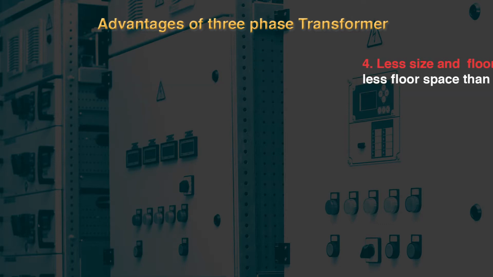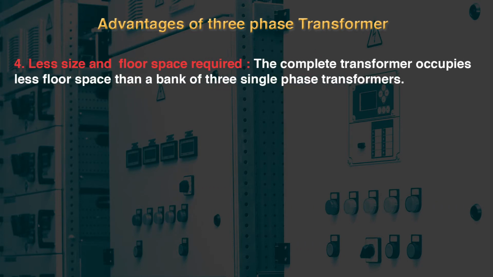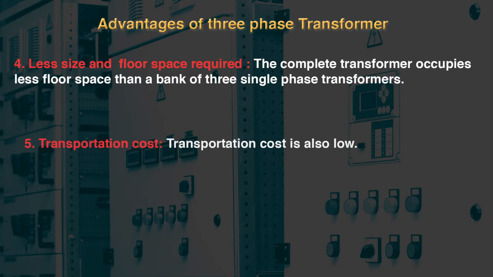Next advantage is less size and floor space required. Since the entire 3-phase assembly is reduced in size and is placed in a single tank, additional saving results because less transformer oil is used, fewer transformer bushings are required, and the complete transformer occupies less floor space than a bank of 3 single-phase transformers. Next advantage is that transportation cost is also low in case of this type.